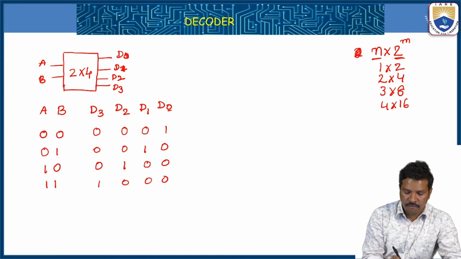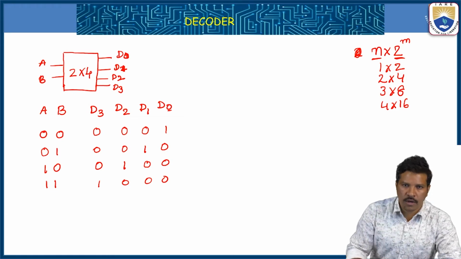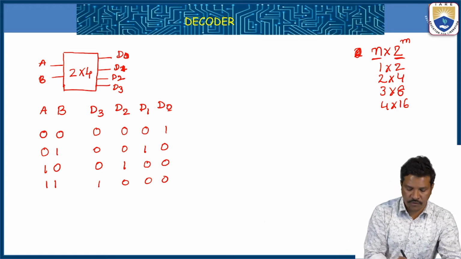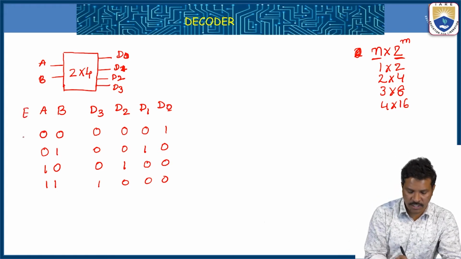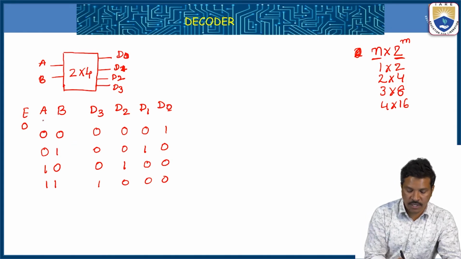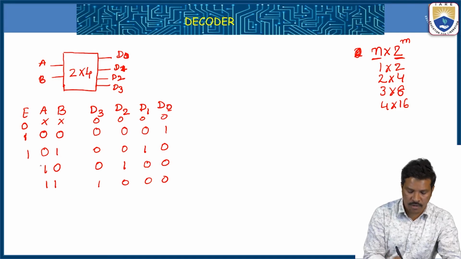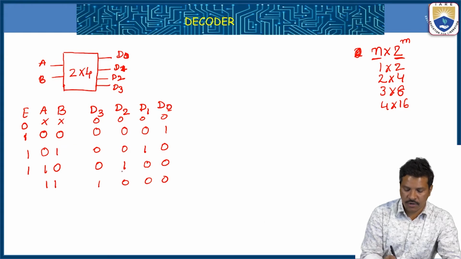Suppose we use an external control signal like enable. There are 2 different ways to provide enable: active low and active high. I am using active high. If enable is 0, irrespective of AB, your outputs will all be 0. If enable is 1, it follows the truth table. With enable 1 and AB equal to 00, D0 is high; with 01, D1 is high; with 10, D2 is high; with 11, D3 is high.